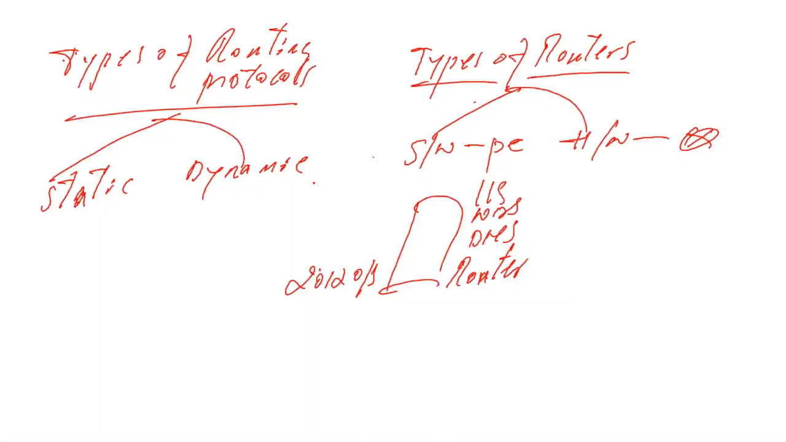In types of router, we have software router and hardware router. And in types of routing protocols, the first one is static and the next one is what? Dynamic here. So we have two types of routing protocol, static routing protocol and dynamic routing protocol. Yes, in a software router we can use dynamic routing protocol also and we can use static also.